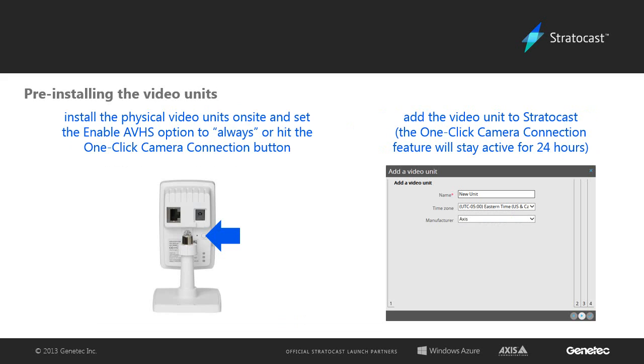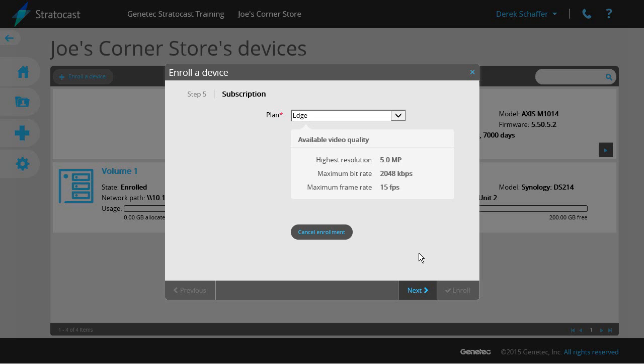The opposite can also be done. You can set up the physical video unit and hit the one-click camera connection button, then enroll the video unit in Stratocast. The unit will search for a connection for 24 hours, after which you will need to press the one-click camera connection button again. Units with the Enable AVHS option set to Always will constantly be looking for a connection, so the 24-hour time limit does not apply to them.